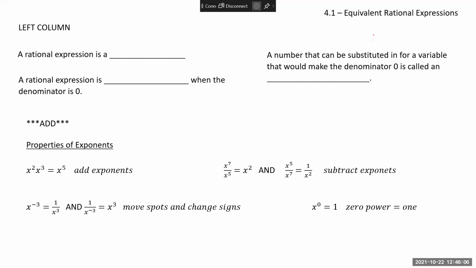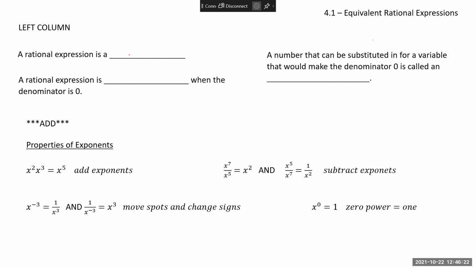So let's try that. Not sure why this is not hiding itself here. Hopefully that will hide itself in a little bit.